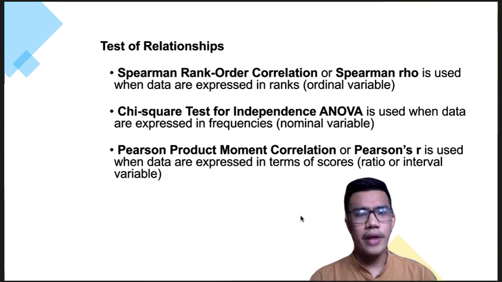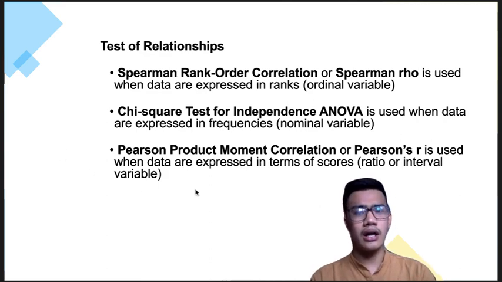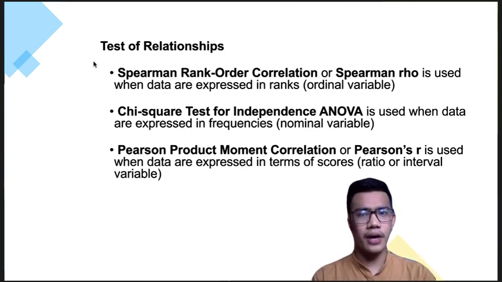But when you use Pearson's r, we use this when our data are expressed in terms of scores or in forms of ratio and interval. For example, we have the means. We use Pearson's product moment correlation, or Pearson's r. And this is the commonly used for the test of relationships, Pearson's r.